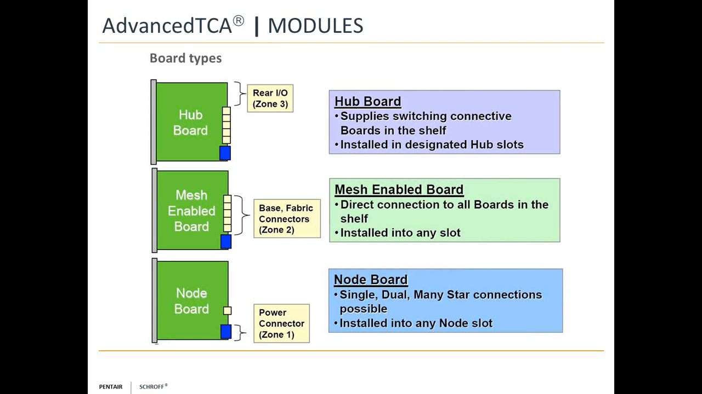There are 3 types of boards for ATCA. There's the hub board, the mesh board, and the node board. And the type of these boards dictates its functionality and where it can be installed within the chassis. So the hub board supplies switching connectivity to the boards in the shelf, and it can only be installed in a designated hub board slot. The mesh board, or the mesh-enabled board, can connect directly to all the other boards in the shelf, and it can be installed in any slot. And then lastly, the node board, which can have single, dual, or many star connections, can only be installed into a node slot.